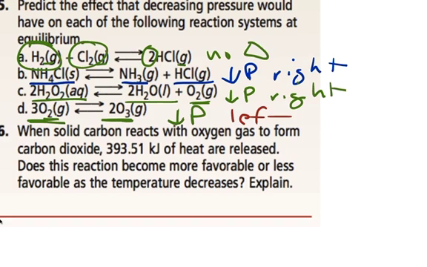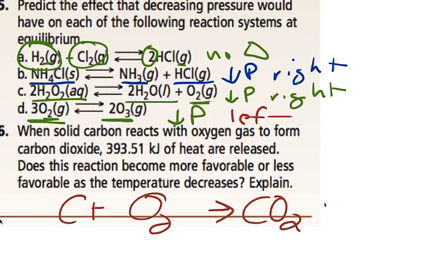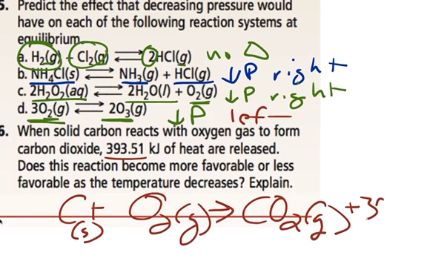Okay, one more question, 6. We have solid carbon reacting with oxygen gas to form carbon dioxide. So carbon plus oxygen, we're forming carbon dioxide. We'll assume the carbon dioxide is a gas, the oxygen is a gas, carbon is a solid. And it's balanced the way it is. Notice 393 joules of heat are released. That means it's a product. I'll put it over here.